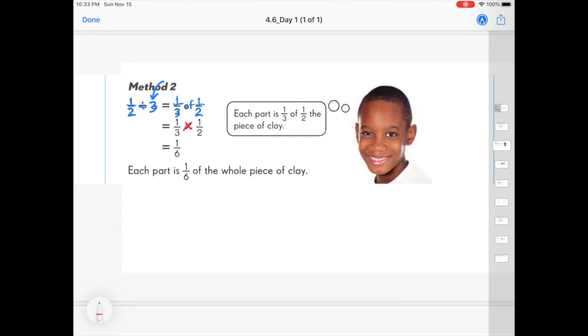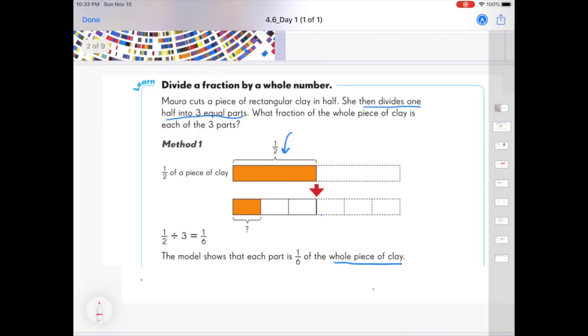And numerator times numerator is 1. Denominator times denominator is 6. And so each part is 1/6 of the whole piece of clay, just like we saw in our model. This would represent 1/6 of each part.